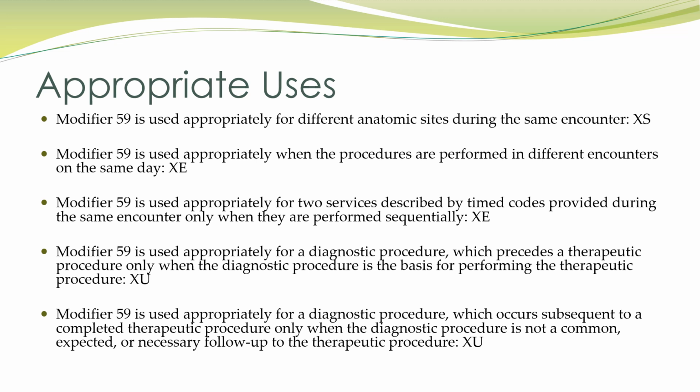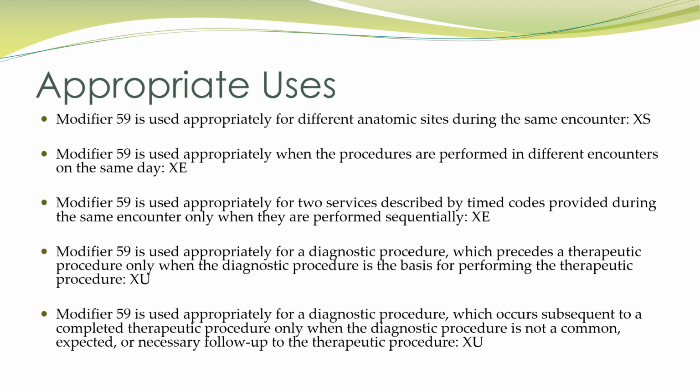So just now a recap, modifier 59 is used appropriately for different anatomic sites during the same encounter, or XS. Modifier 59 is used appropriately when the procedures are performed in different encounters on the same day, or XE. Modifier 59 is appropriate for two services described by time codes provided during the same encounter only when they're performed sequentially, XE. This used to be a bigger deal before 2020 for therapy services, but no longer is.